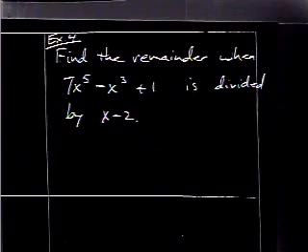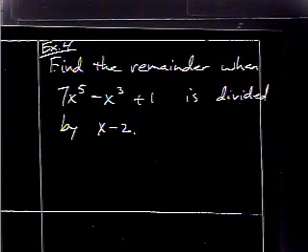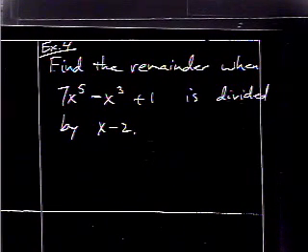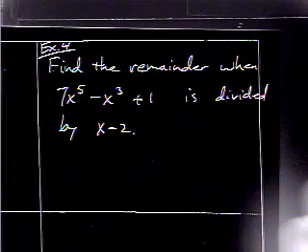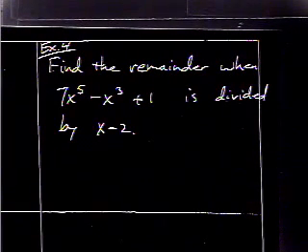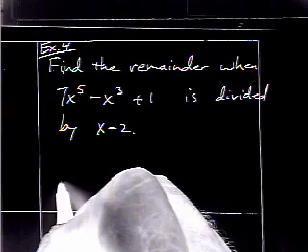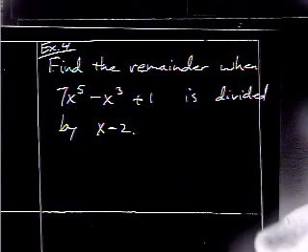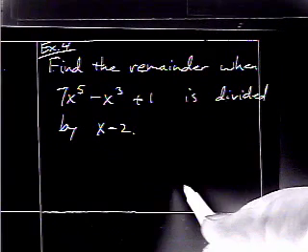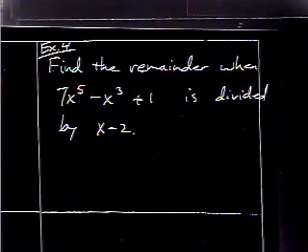So we need to talk about the remainder theorem. Example 4. Find the remainder when 7x to the 5th minus x cubed plus 1 is divided by x minus 2. Well, we could do long division. I don't want to do long division right now. We could do synthetic division, which is a good way to check it, but I'll show you the remainder theorem here. And I will probably check it with synthetic.